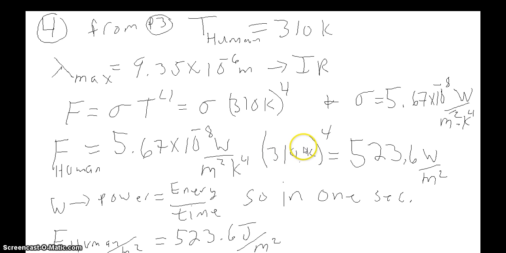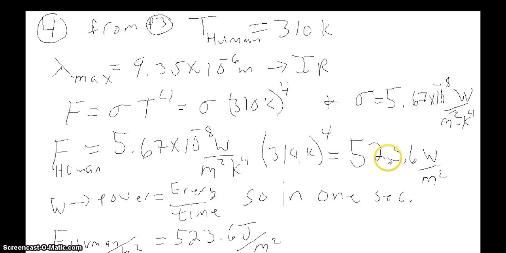The key thing about doing this problem and coming up with the correct number is to raise this 310 to the 4th power, and then of course multiply it times 5.67 times 10 to the minus 8th. So make sure you know how to do that on your calculator. With the one that I'm holding in my hand, the Texas Instruments, you just use the little up arrow key or the caret key. So I type in 310 caret 4, and that raises 310 to the 4th, and then you multiply it by this constant, the Stefan-Boltzmann constant.